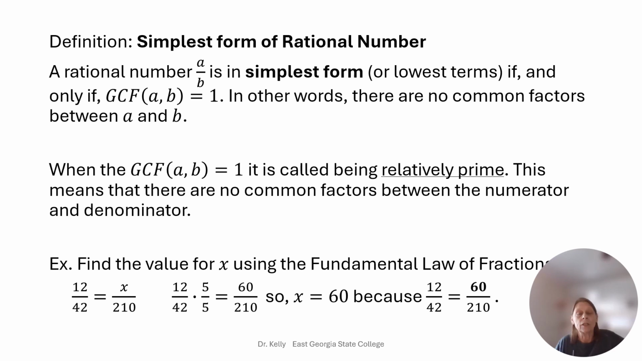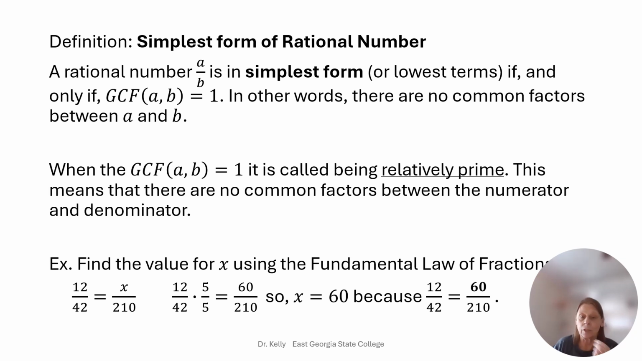So here's the definition. The simplest form, and we most often say the phrase lowest terms: a rational number A over B is in simplest form if and only if the greatest common factor between the numerator and the denominator is equal to 1. In other words, there are no common factors between that numerator and denominator.